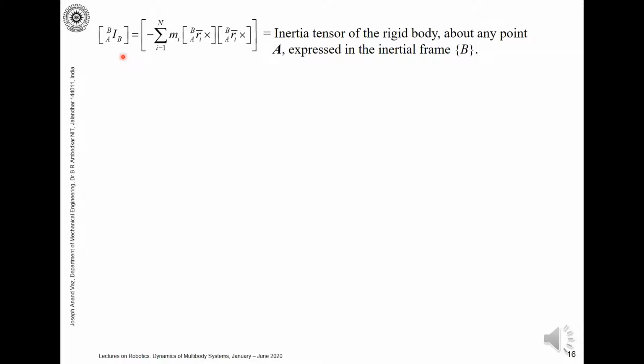The inertia tensor of the rigid body B about any point A expressed in the inertial frame B is given by this term on the right hand side, that is minus summation for all the particles from i equal to 1 to n, m_i R_i with respect to A expressed in the frame B cross, R_i with respect to A expressed in the frame B cross. Here point A may be different from the center of mass C of the rigid body. It could also be a point which may move.